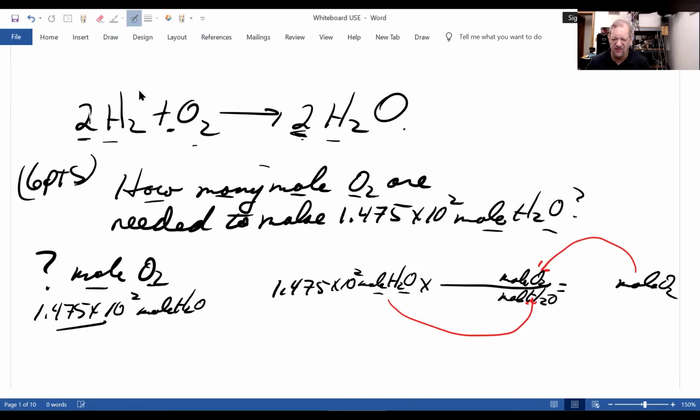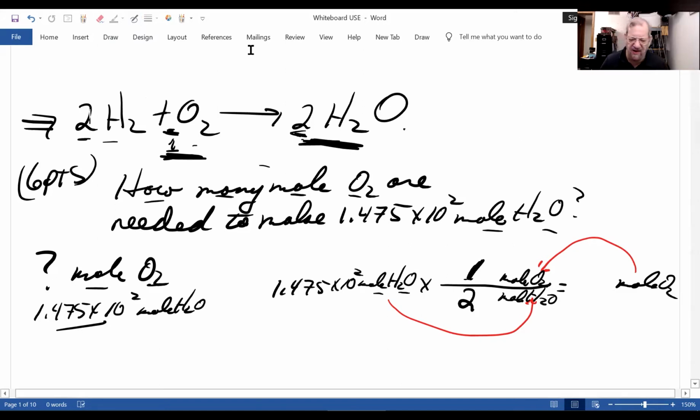And where do we get these numbers? From the balanced chemical equation. When there's no coefficient, the number is 1. So this tells me for every 1 mole of oxygen, I make 2 moles of water. For every 1 mole of oxygen, I make 2 moles of water. These are exact numbers.